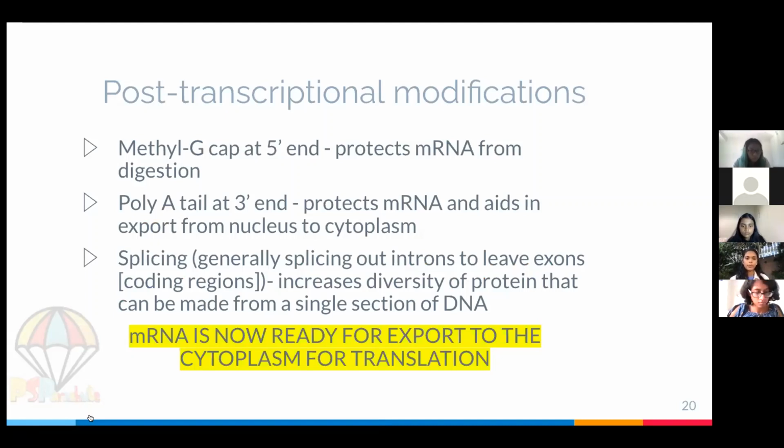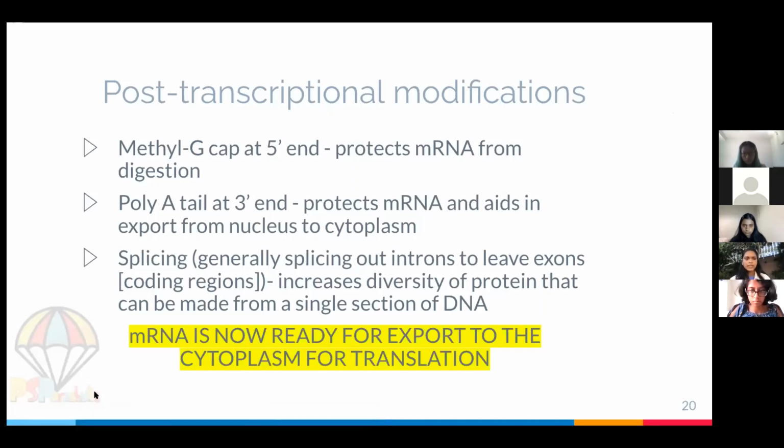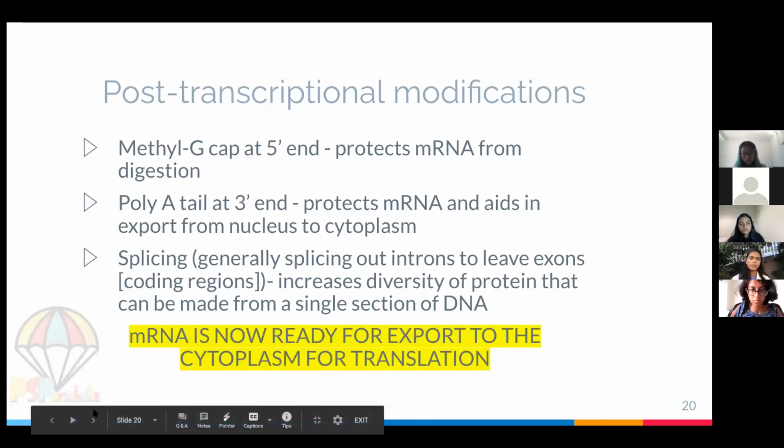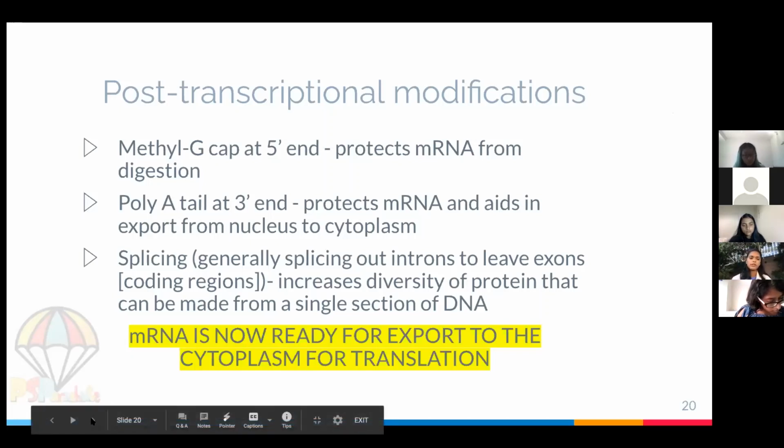So there's a couple of different post-transcriptional modifications. There's the methyl G cap that is added to the 5' end of the mRNA. There's a poly A tail at the 3' end, and then there's splicing. Generally speaking, splicing is the splicing out of introns to leave exons. But I believe that you guys will have a workshop or a tutorial of sorts where you'll talk about alternative splicing and a few other types of splicing. Essentially, splicing is when they take out the parts of the gene that they don't want and leave in the ones that they do. And so now the mRNA is ready to be exported from the nucleus into the cytoplasm to the ribosome. It's ready for translation now.